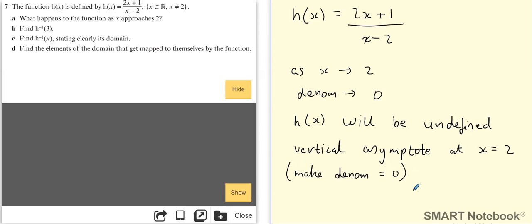Right, okay, so you've done that. Right, have a go at part B. Maybe work out h inverse of x first. Do part C first and then plug in the answers to find part B.